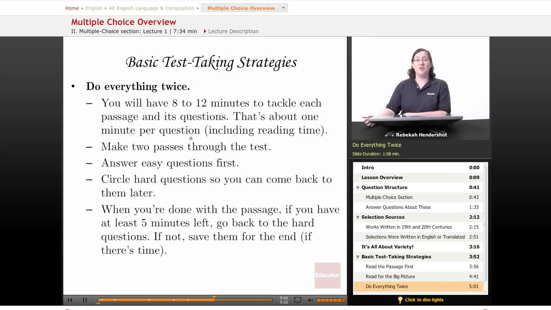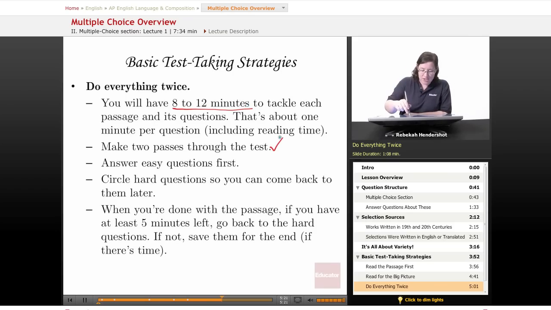All right, do everything twice. What does that actually mean? You will have 8 to 12 minutes to tackle each passage and its questions. That's about 1 minute per question, including reading time. So understand the 1 minute per question, a certain amount of that time you will actually have spent reading the passage already, but that's okay because that's what you need.